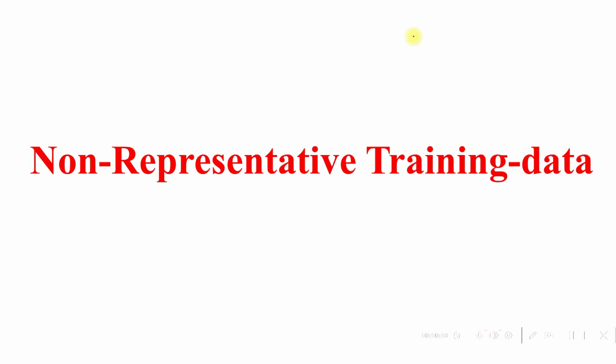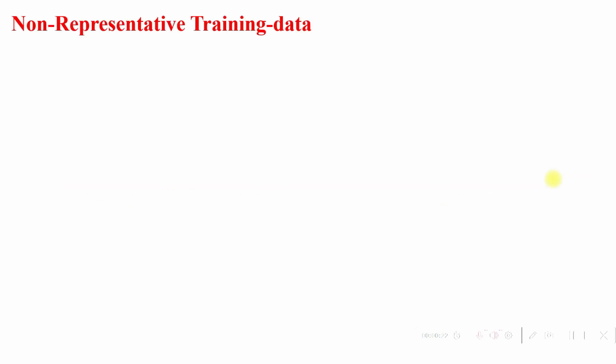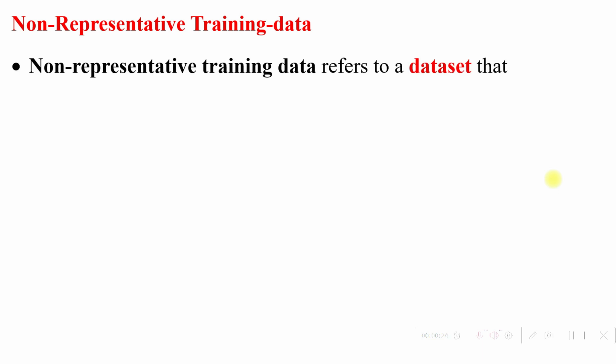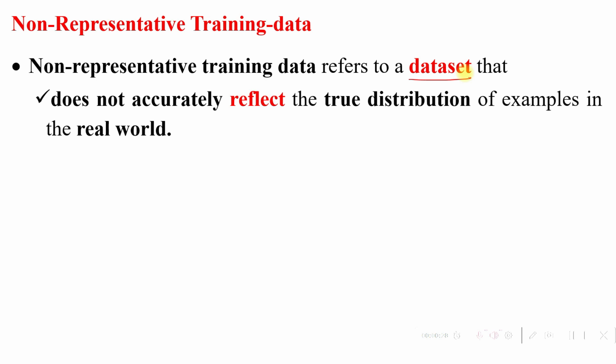In the previous video, we discussed the main challenges of machine learning. In this video, we are going to see one of the main challenges of machine learning: non-representative training data. Non-representative training data refers to a data set that does not accurately reflect the true distribution of examples in the real world.